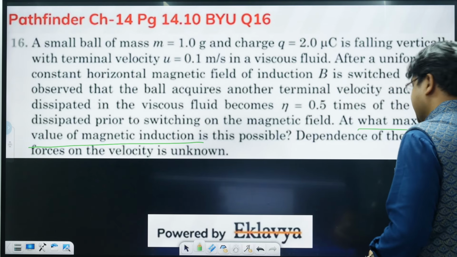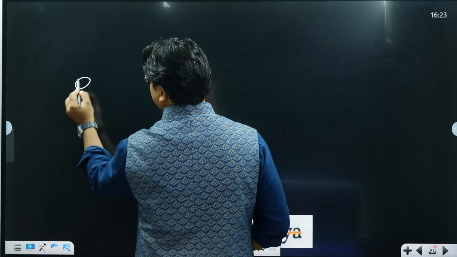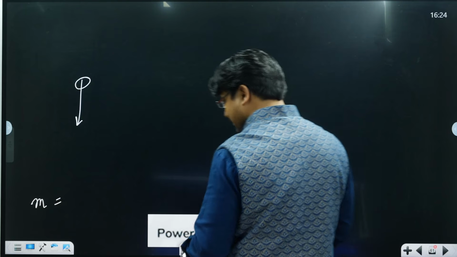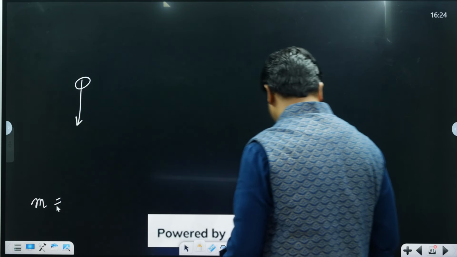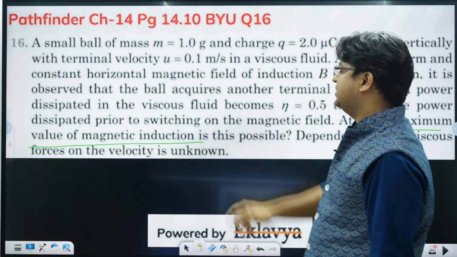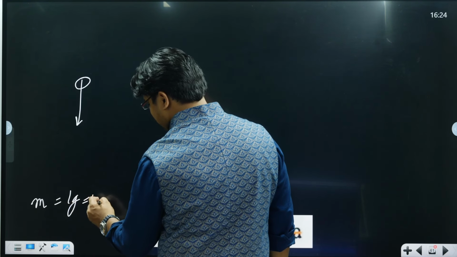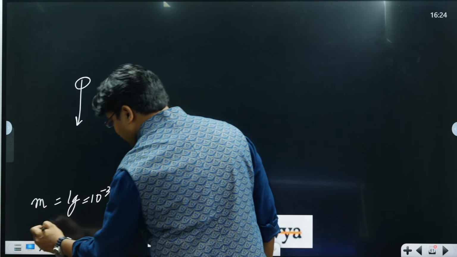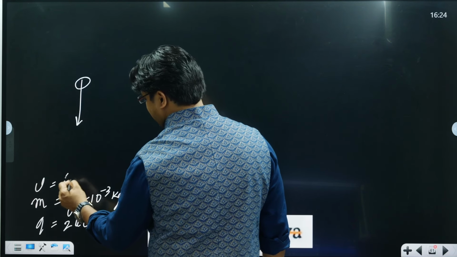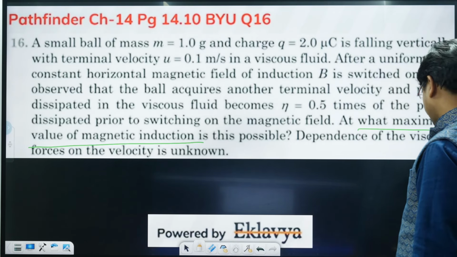So let me explain the question to you first. The question tells us that there was a particle which was falling. The mass of the particle is given to us, the charge is given to us, and even the speed is given to us with which it is falling. So mass is 1 gram, that is 10 raised to power minus 3 kg. And then charge is 2 microcoulomb, and the speed with which it is falling was 0.1 meter per second.